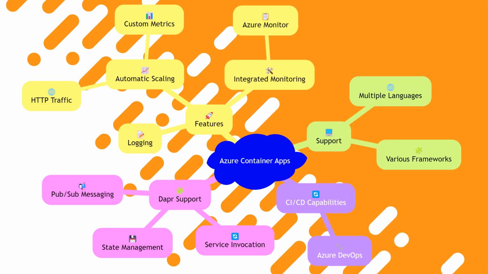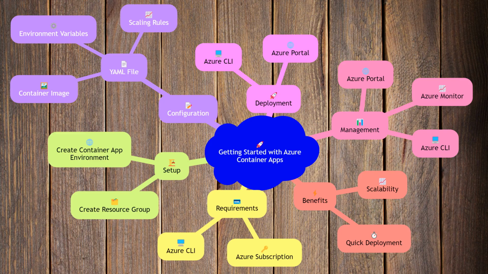management, and pub/sub messaging. To get started with Azure Container Apps, you need an Azure subscription and the Azure CLI installed on your local machine. Begin by creating a resource group and a container app environment. Next, define your container app using a YAML configuration file, specifying details such as the container image, environment variables, and scaling rules. Deploy the container app using the Azure CLI or Azure portal. Once deployed, you can monitor and manage your container app through the Azure portal, Azure CLI, or Azure Monitor. This streamlined process allows you to quickly deploy and scale your applications.